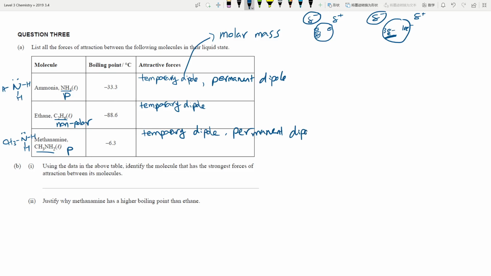The one in the middle doesn't. Okay, and the last one that we always talk about is hydrogen bonding. Hydrogen bonding is when you have, if I use the example of nitrogen and hydrogen.